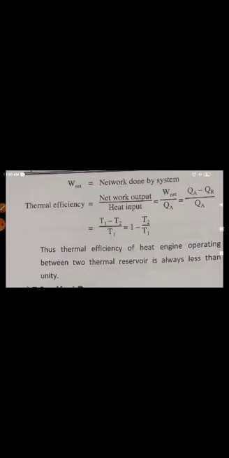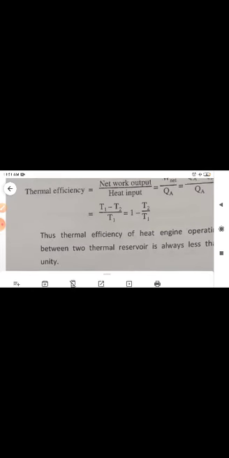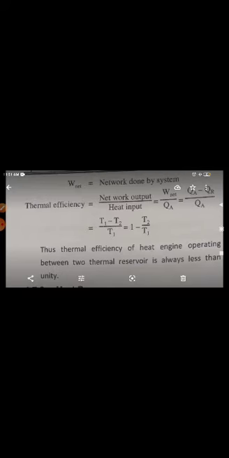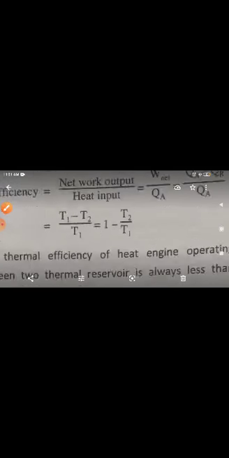So (QA minus QR) upon QA, that is (T1 minus T2) upon T1, is equal to 1 minus T2 upon T1. Thus the thermal efficiency of a heat engine operating between two thermal reservoirs is always less than unity. Keep in mind the efficiency of any system always remains less than 1, because some quantity is subtracted from this 1. Therefore, for every engine, the efficiency is always less than 1.